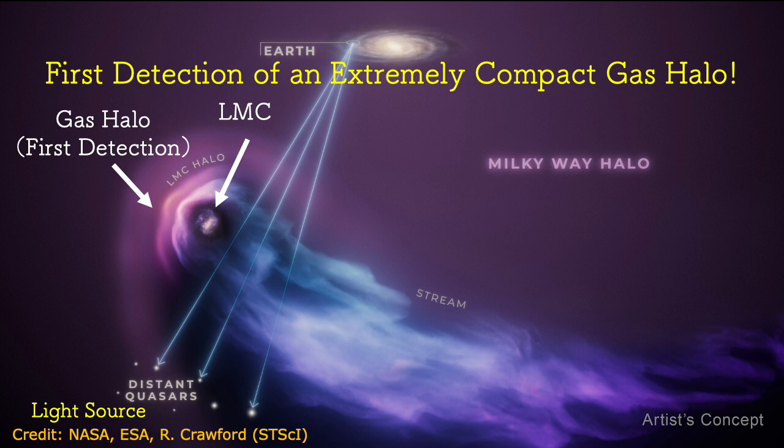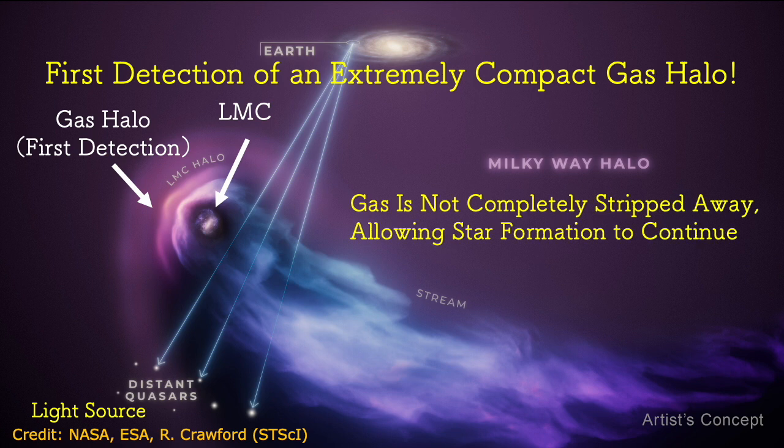This suggests that when the Large Magellanic Cloud approached the Milky Way, its surrounding gas was stripped away by the Milky Way's massive gas halo. When gas is completely stripped away, new star formation is unlikely. However, the Large Magellanic Cloud still retains some of its gas, allowing for continued star formation.